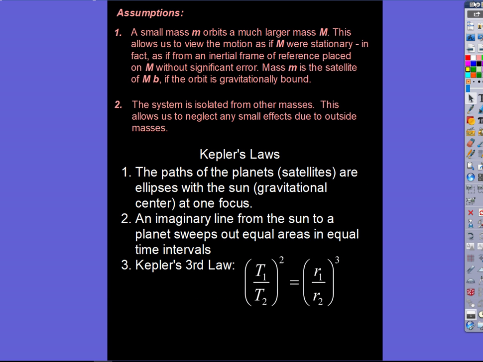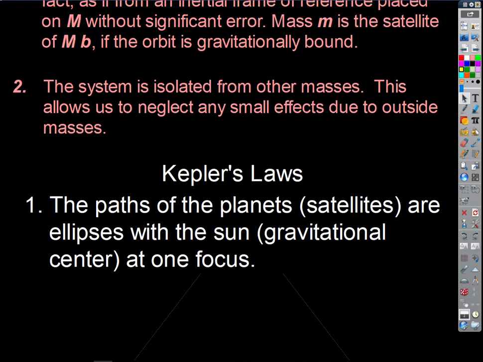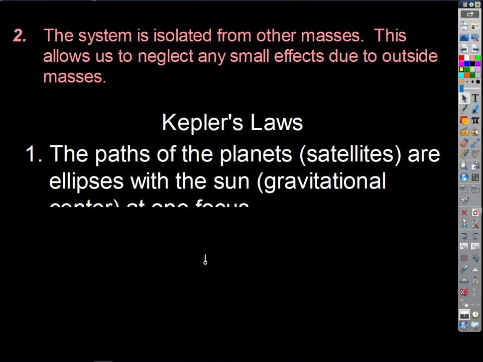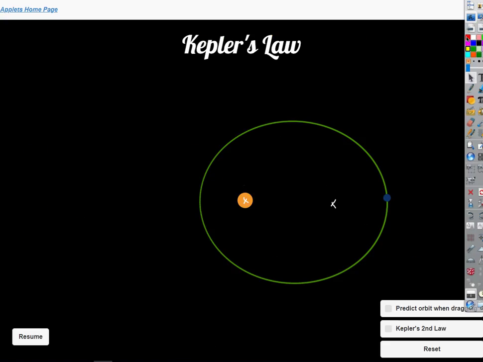Okay, Kepler's second law says that, okay, this is kind of interesting. An imaginary line from the sun to a planet sweeps out equal areas in equal time intervals. Okay, so we'll go back to this last simulation.